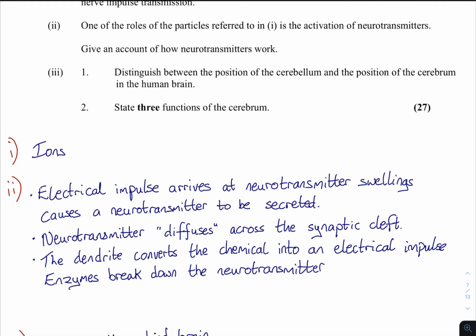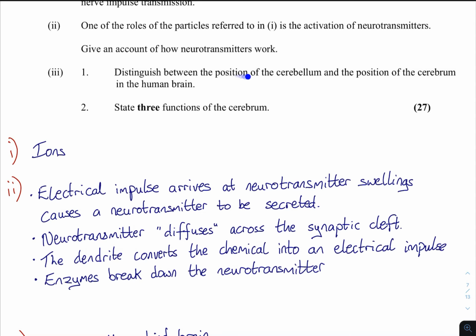And what happens then? So the electrical impulse arrives at the neurotransmitter swellings. It causes the swellings to secrete a neurotransmitter, which diffuses across the synaptic cleft. The dendrite then, on the other end, converts the chemical into an electrical impulse. And then finally, you have your enzyme breaking down the neurotransmitter so it can be recycled.